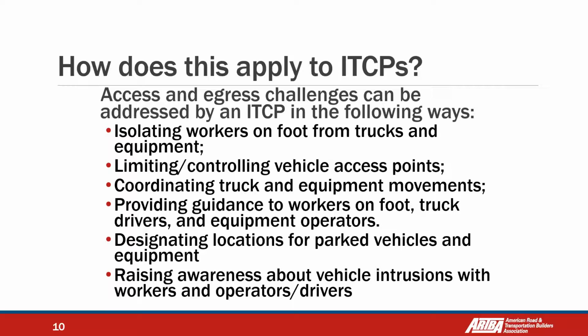So how does this apply to internal traffic control plans? Access and egress challenges can be addressed by an internal traffic control plan in the following ways. Isolating workers on foot from trucks and equipment. Okay, separate workers on foot from trucks and equipment. Limiting or controlling vehicle access points. So only one access point and only one exit point.